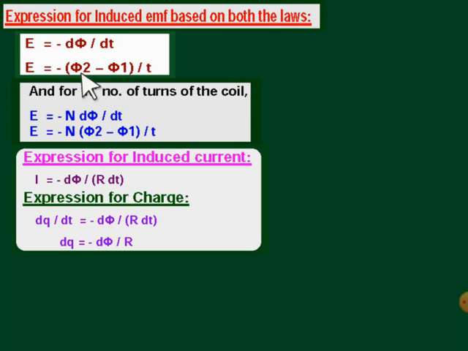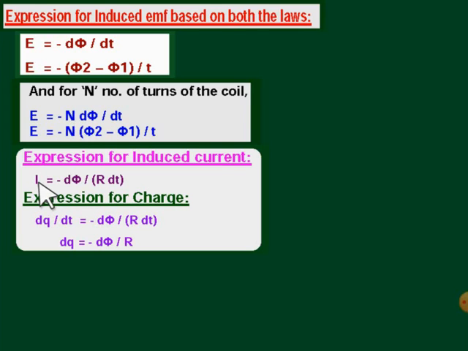So d phi means change in flux, so phi 2 minus phi 1 by t, right? And this is only for one turn. If there are capital N total number of turns in the coil, then you need to multiply it by capital N. Got it? Same is the case for current also.